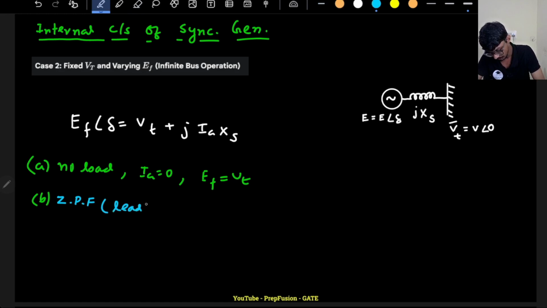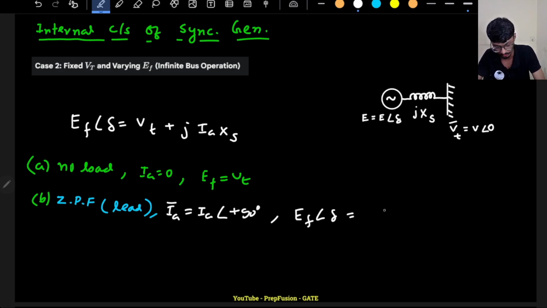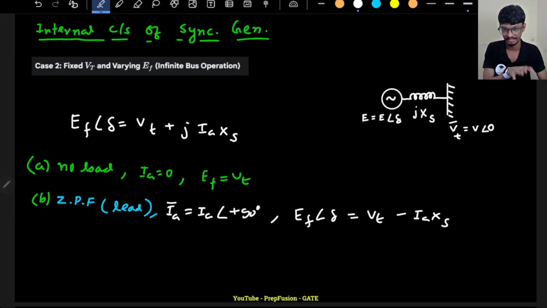lead. Now in case of lead, what will be the current? 0 power factor current IA will be IA angle plus 90. So now my EF angle delta will be in the same phase as VT only, but it will be VT minus IA XS, right? It will be negative. It will not be positive anymore. Basically, plus J into plus J is minus 1. Okay, minus IA XS. So this time delta is 0.